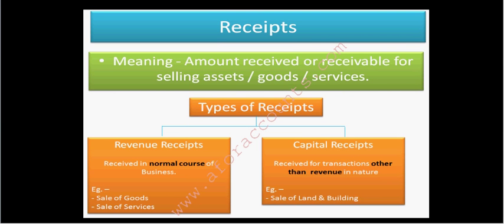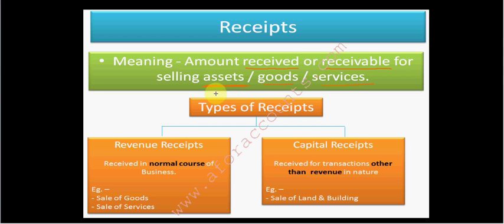Now, very important point, receipts. Meaning, amount received or receivable for selling your assets, goods or services. In the normal course of business, I will sell my products. Maybe not in the normal course of business, but otherwise sometimes I have to sell my assets. Say land and building is my asset, furniture is my asset, machinery is my asset. What a company or a firm holds for more than a year is called a fixed asset.